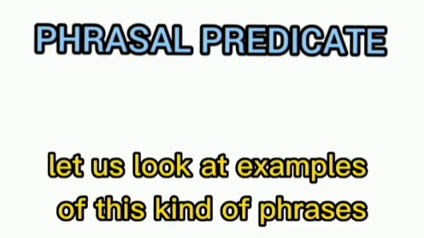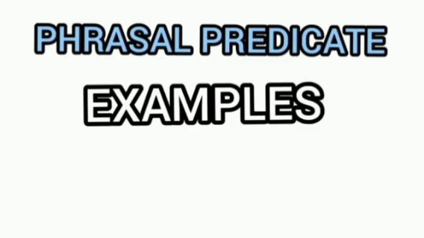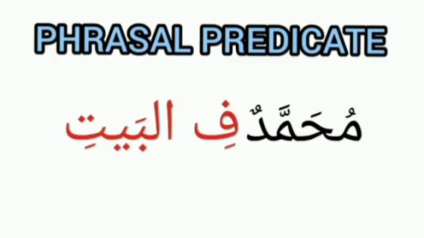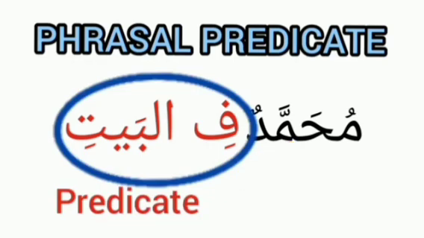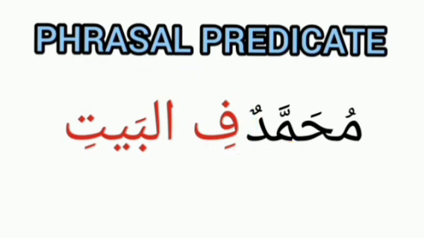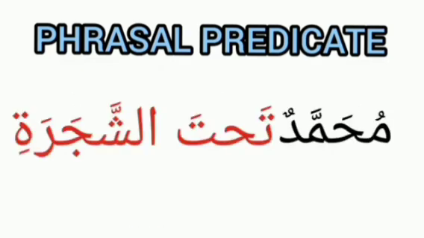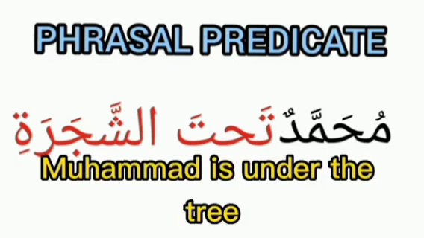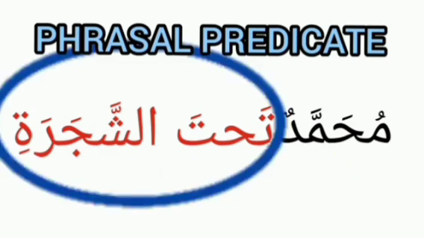Let us look at examples of this kind of phrases coming as predicates in sentences. Here we have Muhammadun fil bayti. Muhammad is in the house. Muhammad is the subject and fil bayti is the predicate. This is an example of a prepositional phrase coming as a predicate or khabar. Another example we have here is Muhammadun tahta shajarati. Muhammad is under the tree. Muhammad is the subject and tahta shajarati is the predicate or khabar.